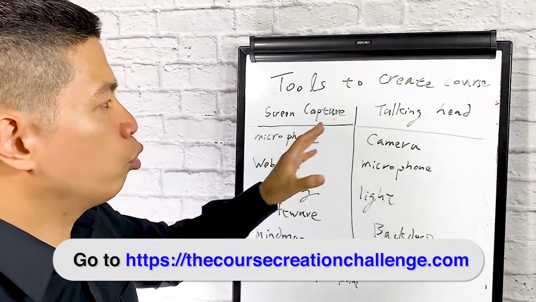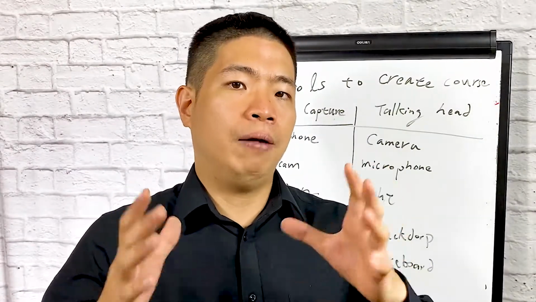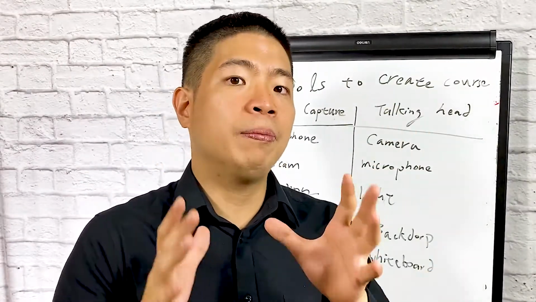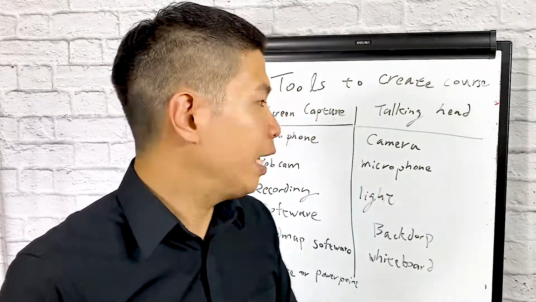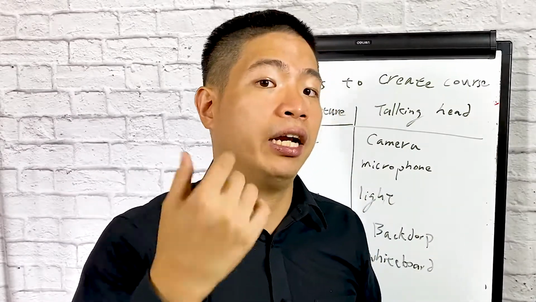Then if you want to create talking head video, the first thing you want is camera. It can be your phone, or it can be your DSLR, or it can be a really professional camera. And also you need a microphone, right? So it should be a directional microphone so that it can get a clear sound.